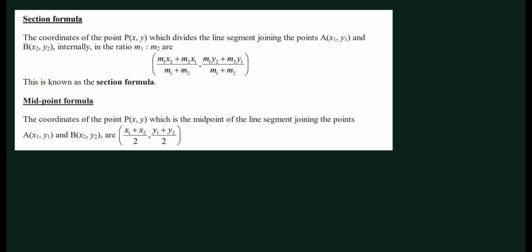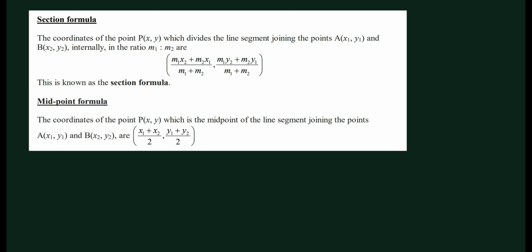Okay, now you write this out. Let us say the coordinates of point P are x, y, which divides the line segment joining the points A x1 y1 and B x2 y2 internally in the ratio m1:m2. Let us say this is a line, and this is the point A x1 y1. Here the point we have is B x2 y2. Another point P is there, which divides this line segment internally. That means the point P lies in between A and B.